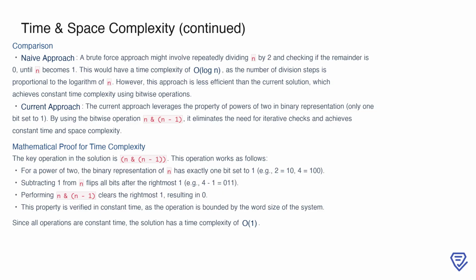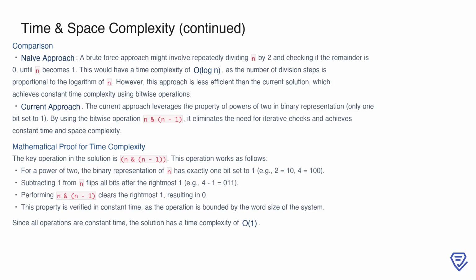This efficiency comes from the mathematical property of powers of 2 in binary. For example, subtracting 1 from a power of 2 flips all bits after the rightmost one, and performing n & (n-1) clears that bit, resulting in 0. This operation is constant time because it is bounded by the system's fixed word size. As a result, the current approach achieves both O(1) time and space complexity, making it far more optimal than the naive method.